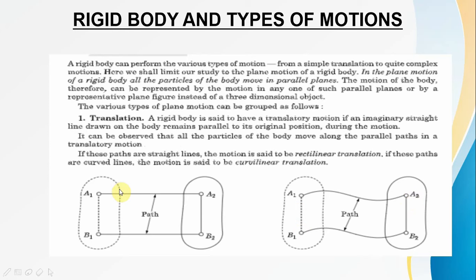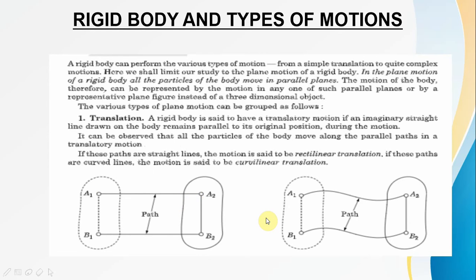But the path followed by this body to reach this position is a linear path, so it is known as rectilinear translation. And if, for this body to reach from here to here, it goes through a curvilinear path, then it is known as curvilinear translation. So translation motion is of two types: rectilinear translation and curvilinear translation. Translation is the movement of a body from one place to another in which the imaginary line in the body remains parallel in this case as well as in this case.